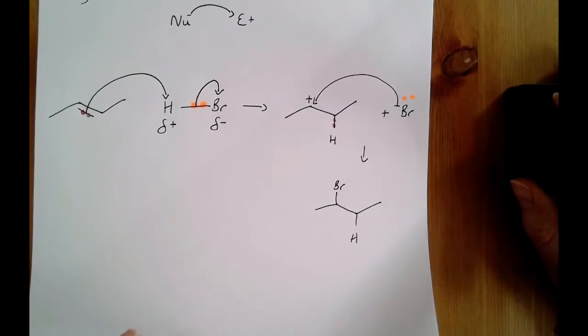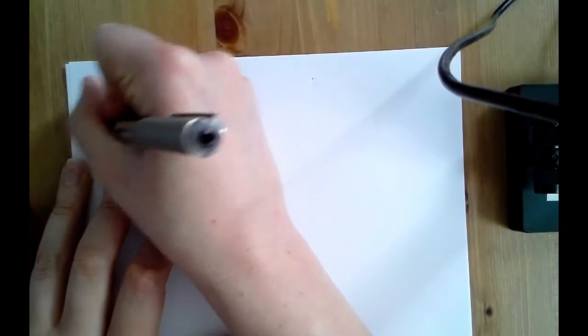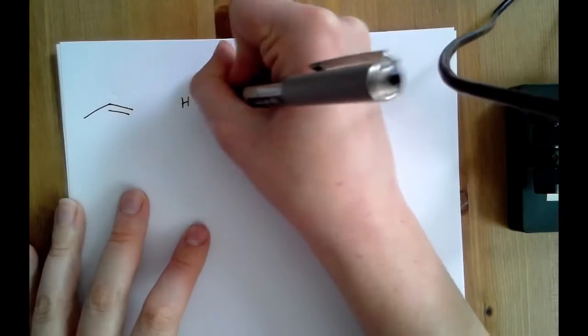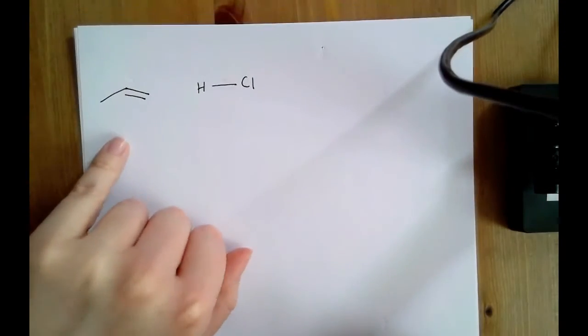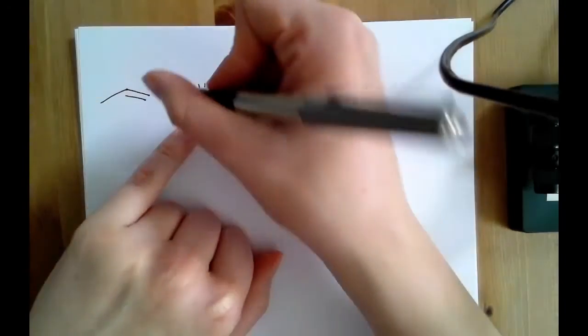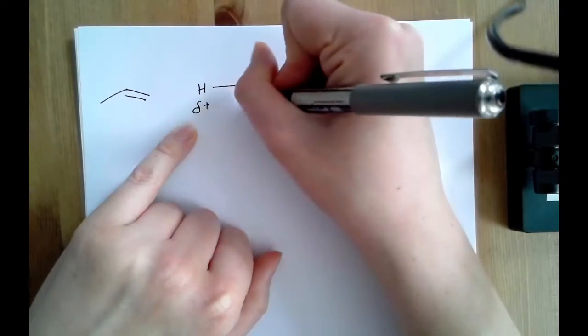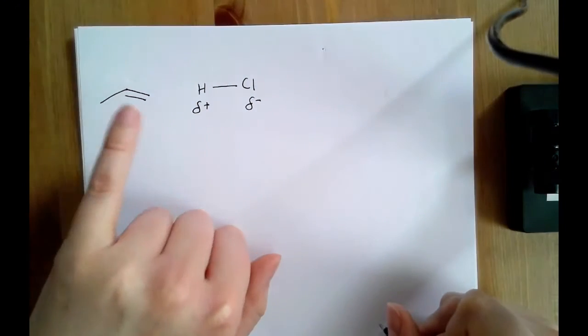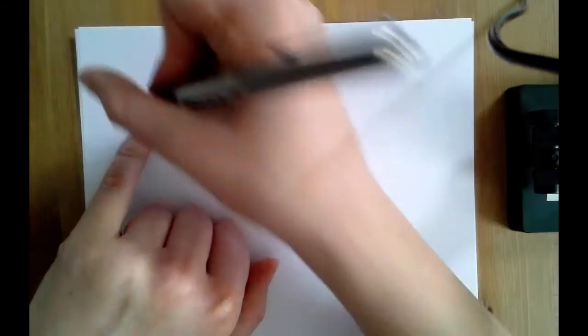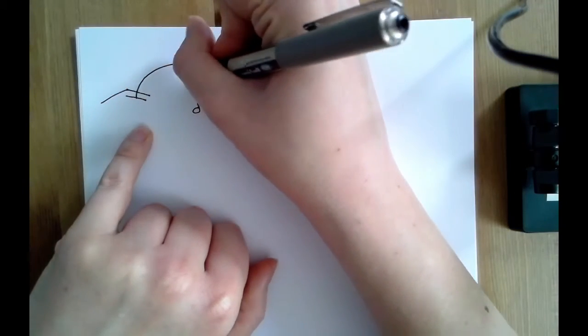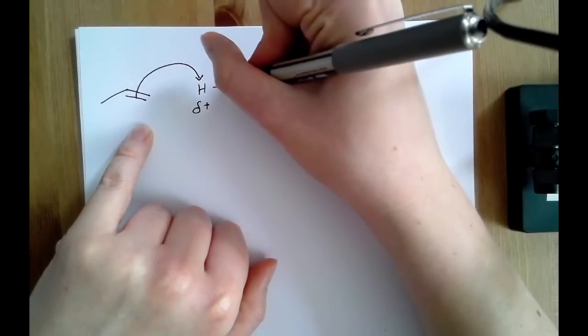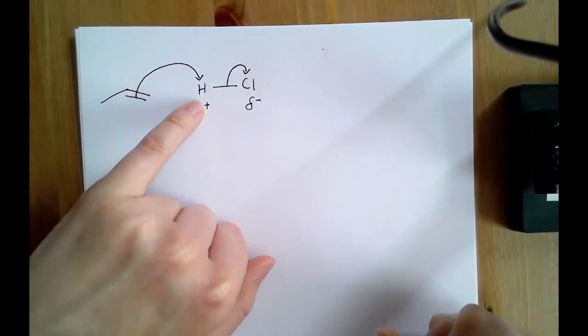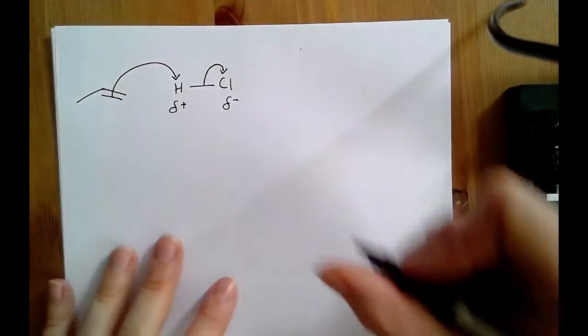I'm just going to do one more example to show you an unsymmetrical alkene. So I'm going to do it this time with HCl. Hydrogen and chlorine, I do have a difference in electronegativity, delta positive, delta negative. This is my nucleophile, this is my electrophile, start my arrow, end at my electrophile. This bond has got to break because hydrogen can't form a new bond without first breaking its old bond.